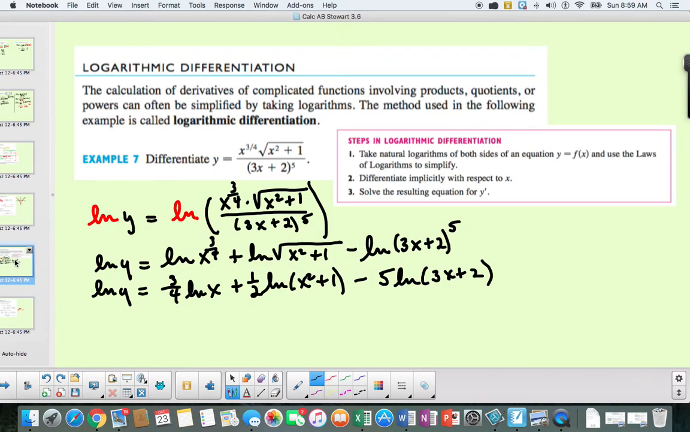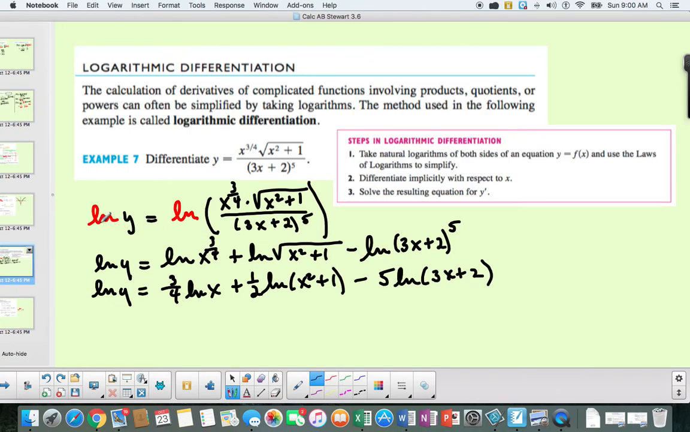Logarithmic differentiation. Here's a technique of differentiation. When we have a complex expression like this, we're going to require the quotient rule, the product rule, the chain rule. Consider doing logarithmic differentiation.